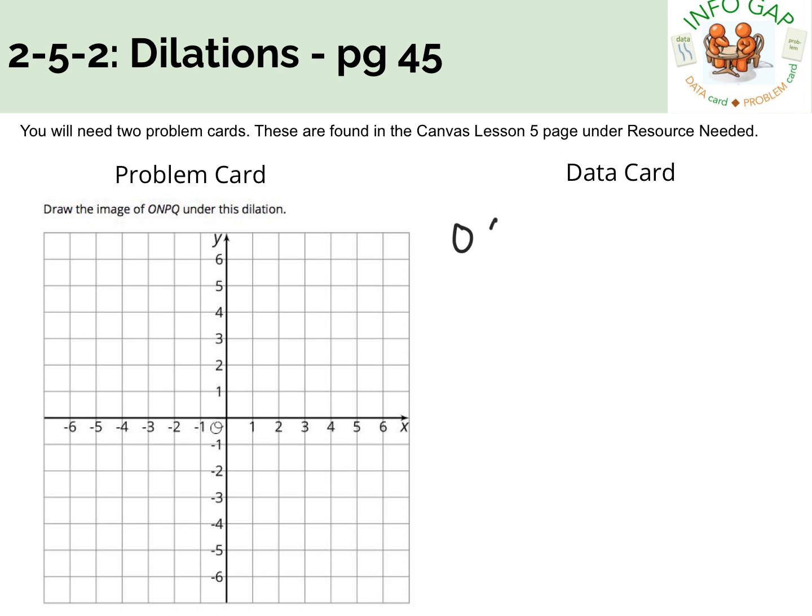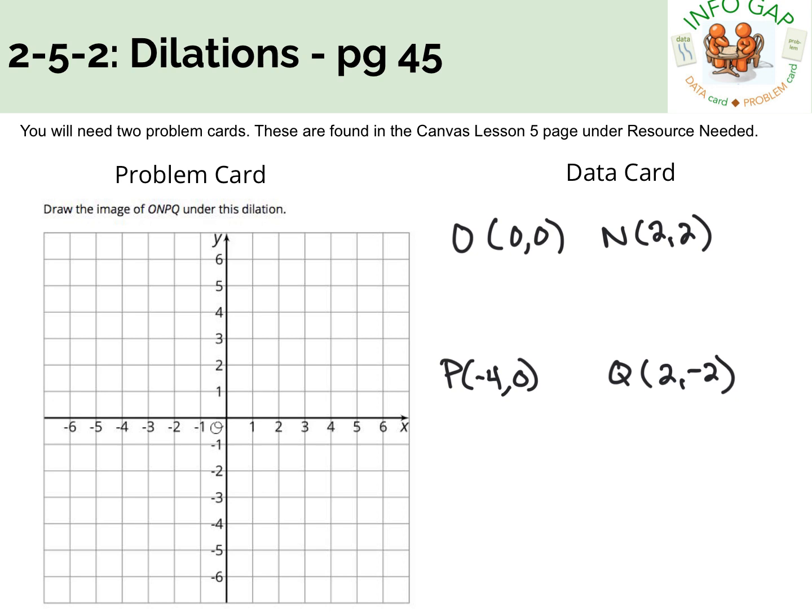So O is at 0, 0. N is 2, 2. P is -4, 0. And Q is at 2, -2. All right, go ahead and plot those points. So pause and plot those points.